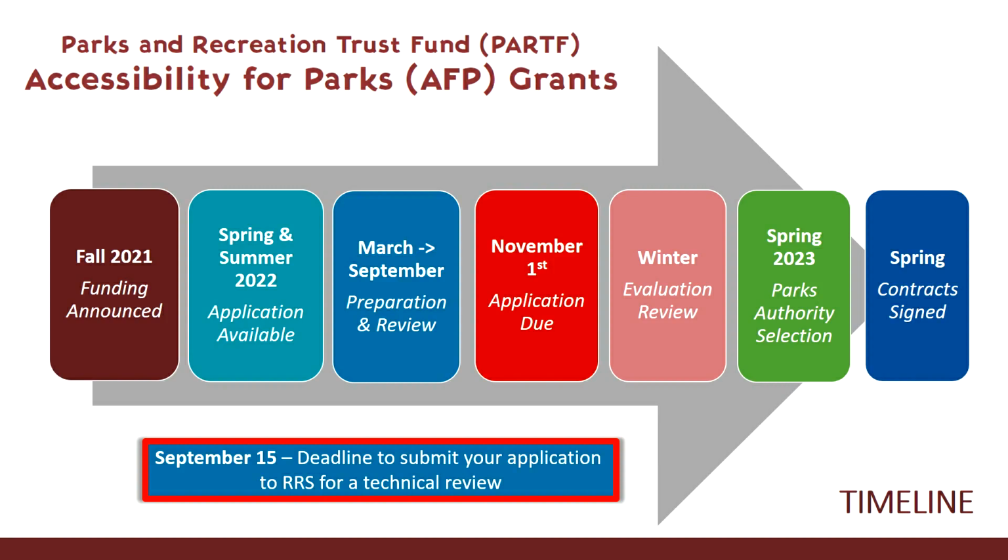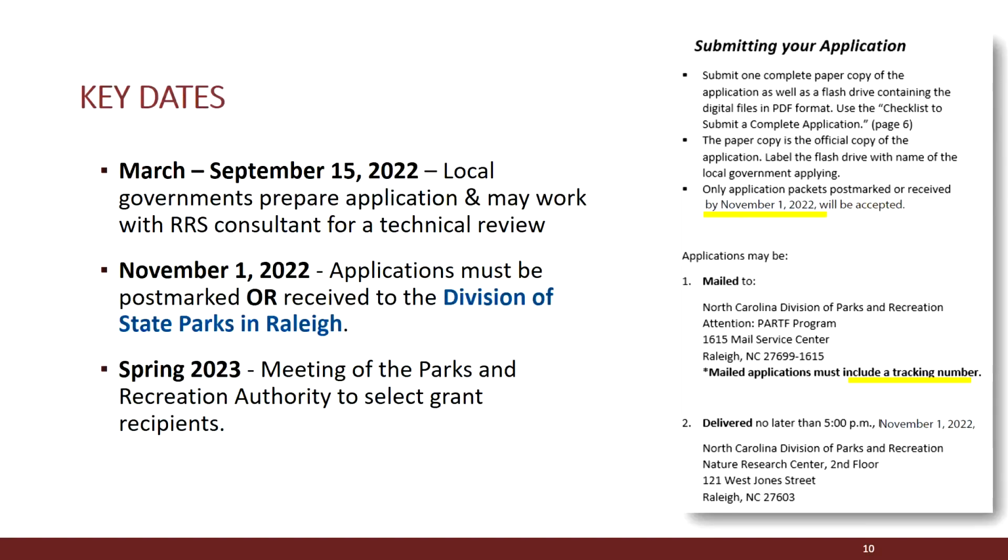They'll give you a technical review. Now you can present it earlier to them, but they'll be glad to give you feedback, help you with any questions you have, give you constructive feedback. That deadline is so they have time to review the applications and then get it back to you in time for you to make those updates. But again, November 1st is when the application is due. We'll do evaluation this winter. In the spring, the North Carolina Parks and Recreation Authority will select the awards, and then it'll be spring of 2023 before contracts are signed and you can begin the project.